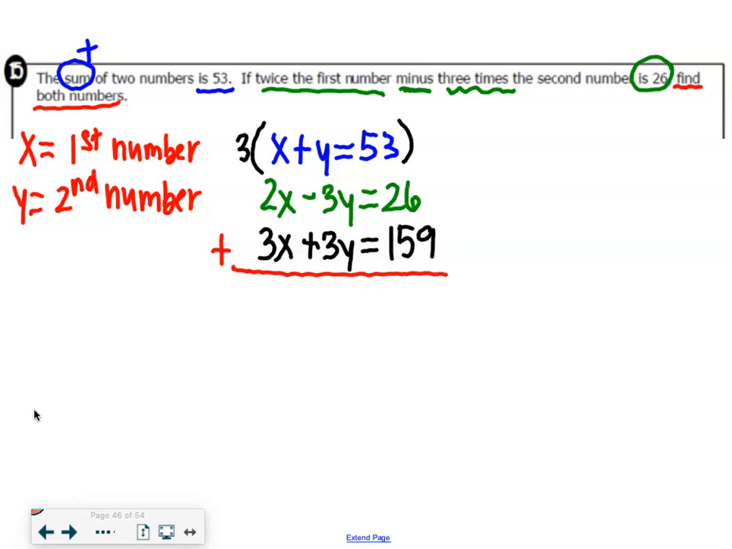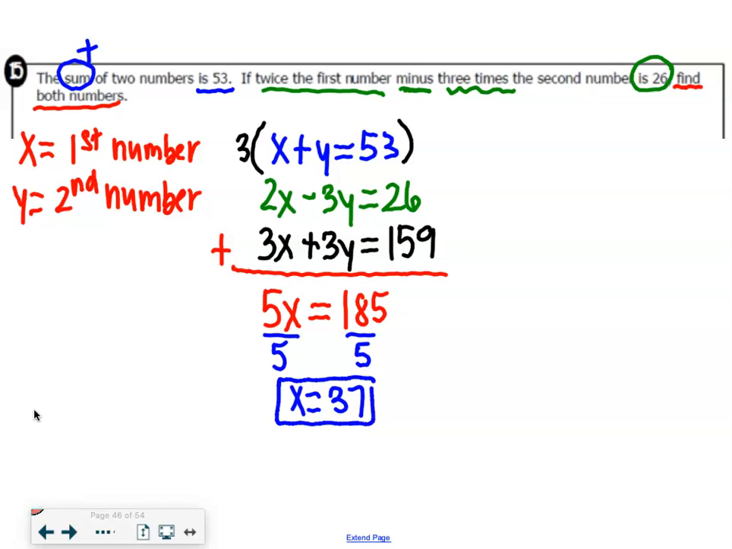Now from here, I can add these 2 equations. 2x plus 3x gives me my 5x. Negative 3y plus 3y go away. That's what we wanted, right? If that doesn't happen, we did something wrong. And now 26 plus 159 is 185. And then our last step is just to divide by 5. And then 185 divided by 5 is 37. So now we know our first number is 37.